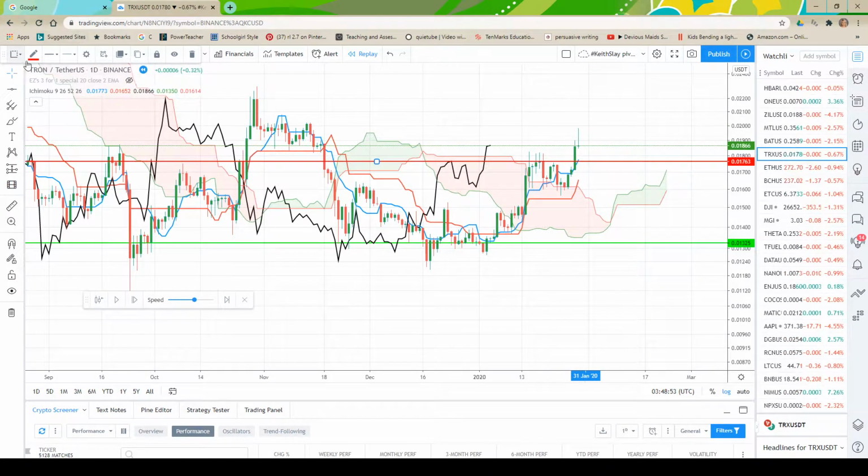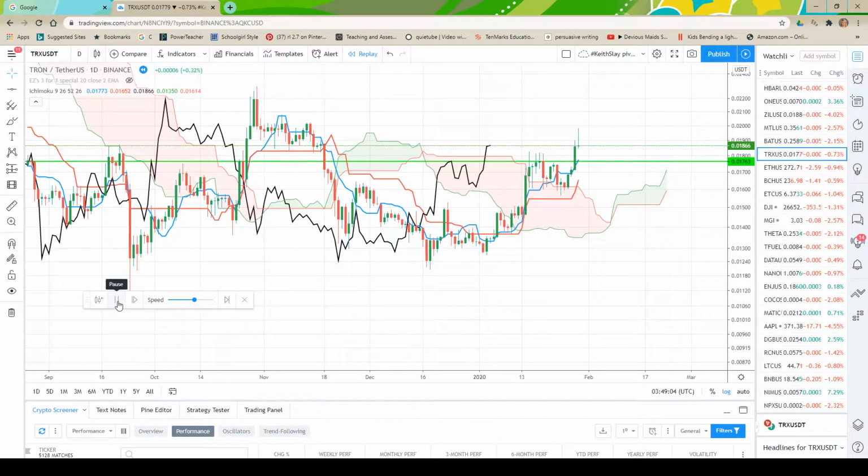That's where we would have bought. I always do green for buys. I used to have a little Tron. I've already sold it. I'll delete that. So let's hit play and watch it happen again.